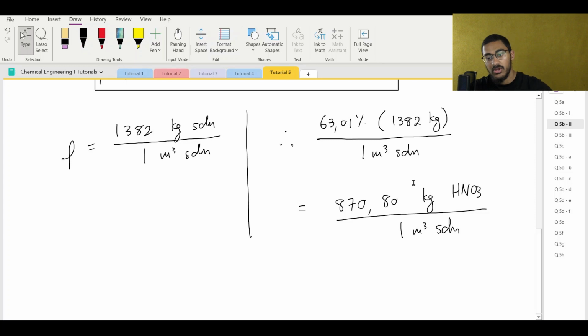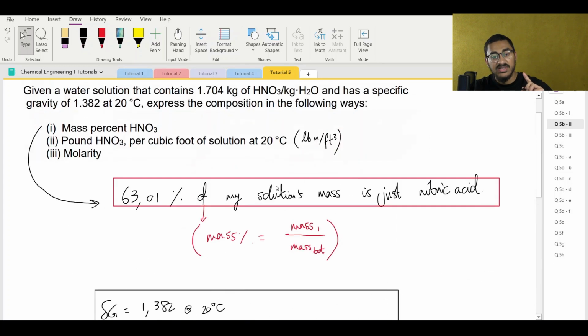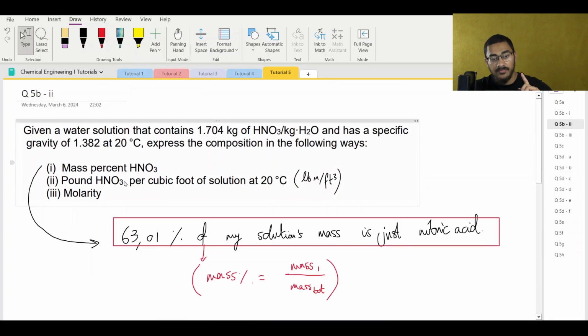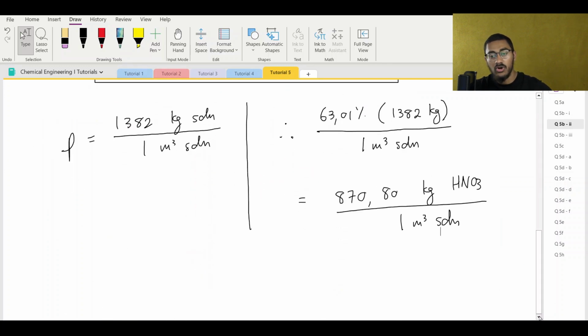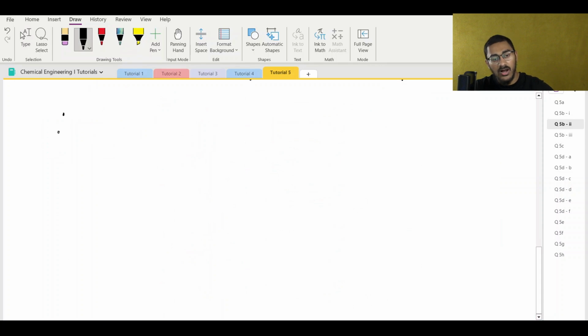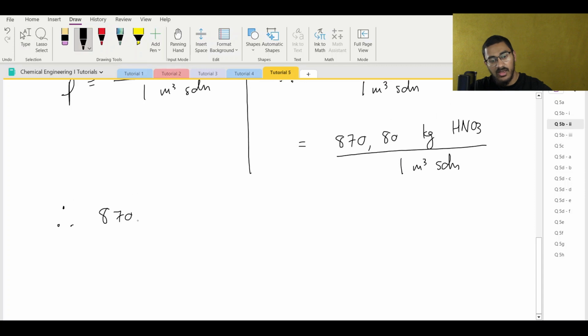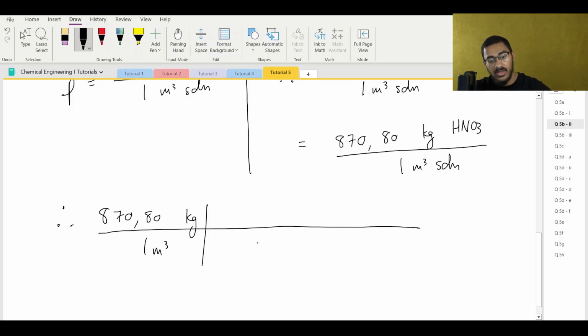of solution. So we've got an answer, but the question says pounds of nitric acid per cubic foot of solution. So I've got one more conversion to go, but by now you are a ladder method ninja. So that's 870.80 kilograms per 1 cubic meter. All right, let's go. I'm going to put kilograms at the bottom because I want kilograms at the bottom to cancel with kilograms at the top. And I want to convert it into pound masses.